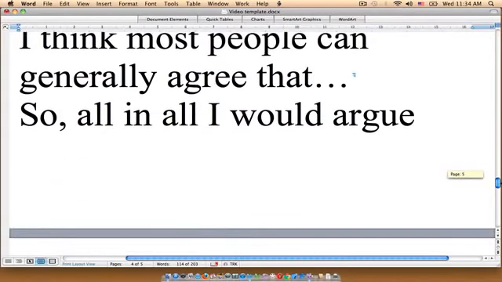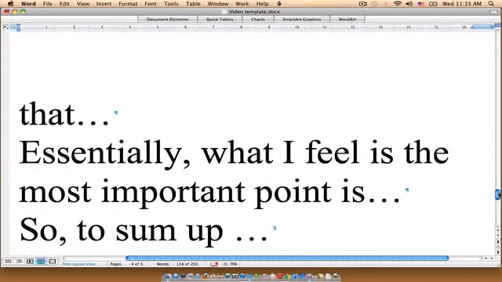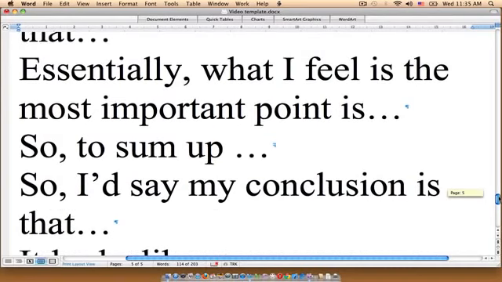So all in all, I would argue that... Essentially, what I feel is the most important point is... So to sum up... and that is a helpful phrase.